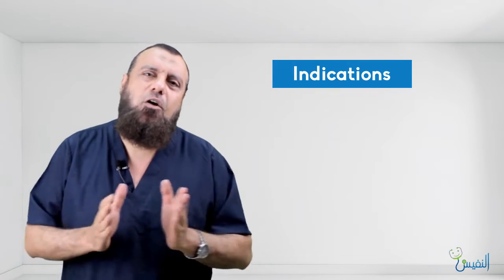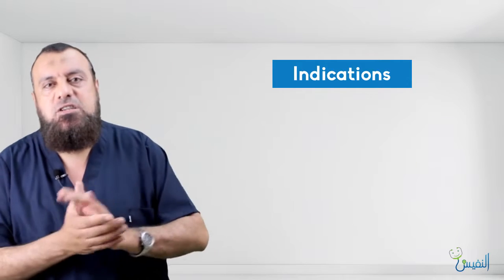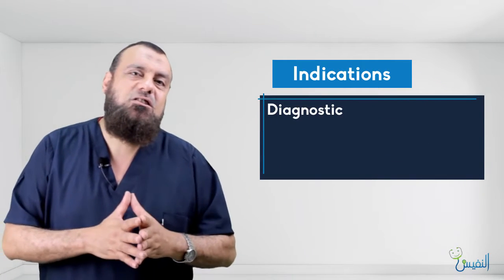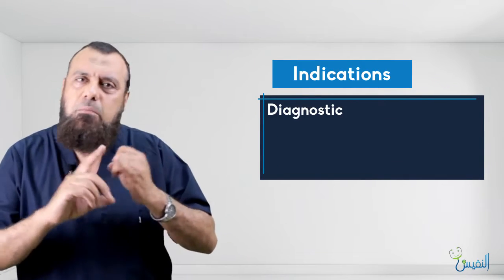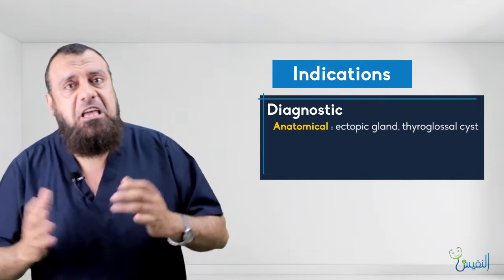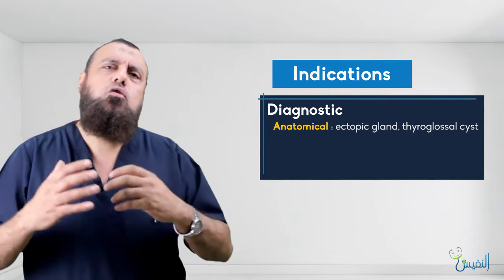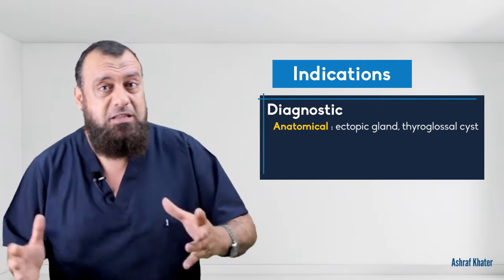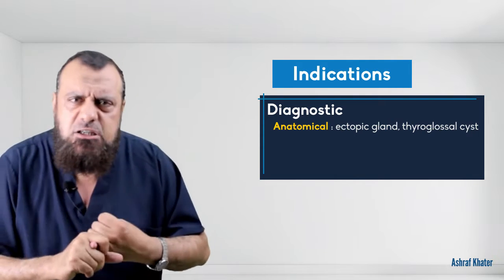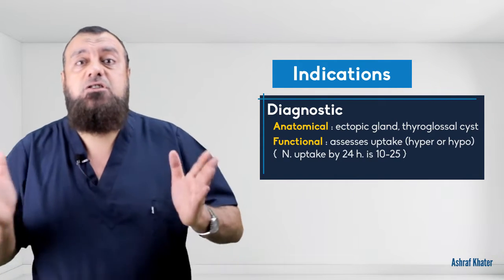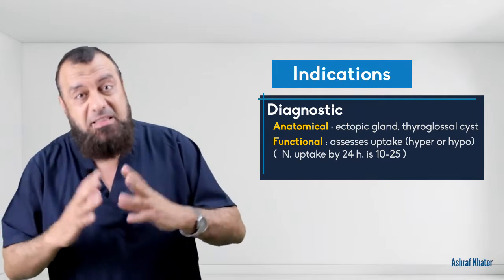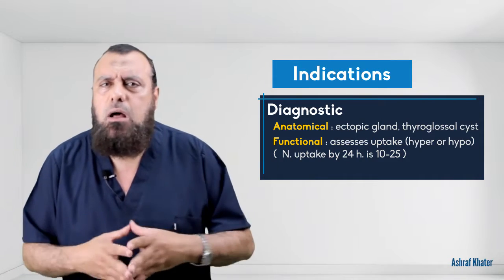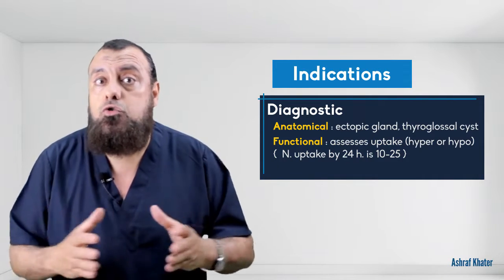What are the indications of thyroid scan? Number 1, diagnostic. Number 2, therapeutic. The diagnostic indications of the thyroid scan: number 1, for anatomical delineation in cases of ectopic thyroid, or to know where is the source of toxicity. For example, is it a toxic nodule or what else. This is anatomical indications. Number 2, for studying the function in cases in doubt. If I am in doubt, I calculate the thyroid uptake, and usually 24-hour uptake is nearly between 10% and 25%.